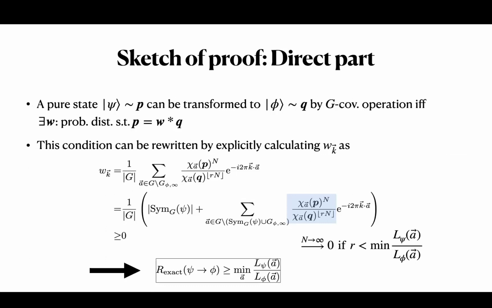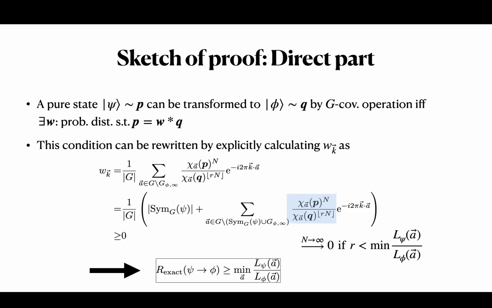And this is a sketch of the proof for the direct part. We show that when R is smaller than this minimized value, this rate R is achievable. We use the fact that a pure state can be transformed to another state phi by a G-covariant operation if and only if there exists a probability distribution satisfying this. This condition can be explicitly rewritten by carrying W_k like this.